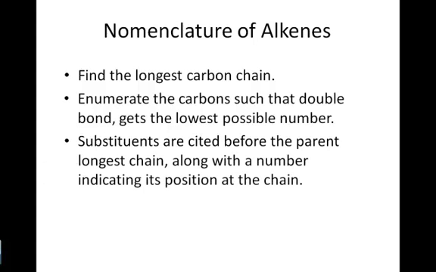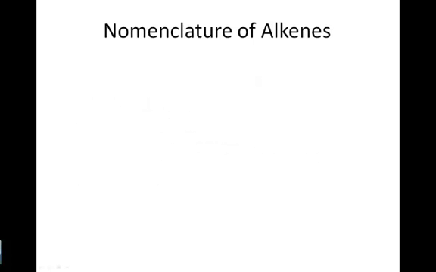If you have substituents, you're going to put the name of the substituents before the parent, and the parent, remember, is what identifies the longest number of continuous carbons. You're going to include a number for the locant, which indicates the position of the substituent. Let's look at a few examples.